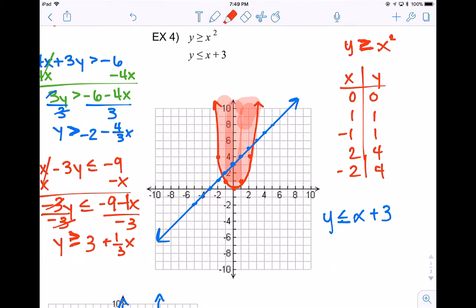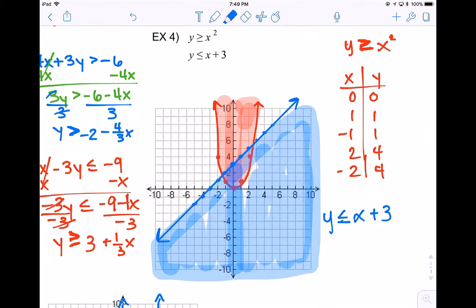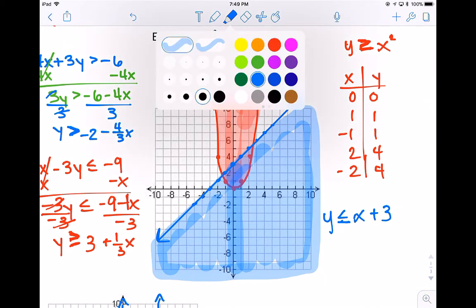All right, and then shading. We want to shade where y is less than our line this time. So that's going to be moving down the y-axis. So that's going to be everywhere underneath our line. So we'll shade all of this in. And then again, our answer is where that shading overlaps. Make that a little smaller.